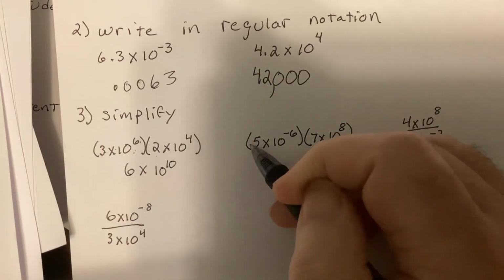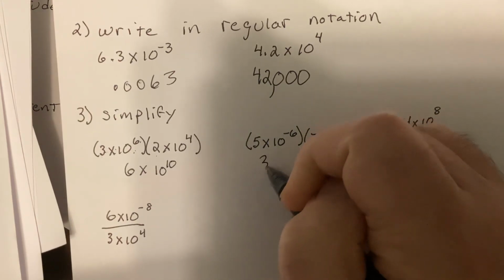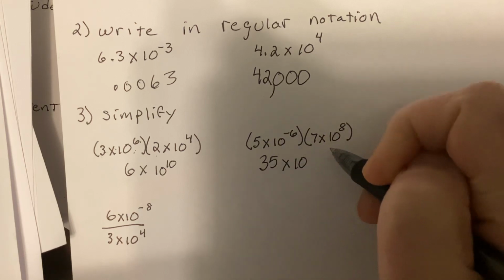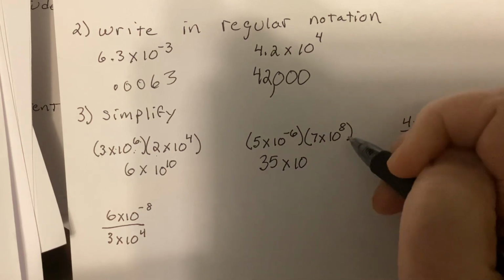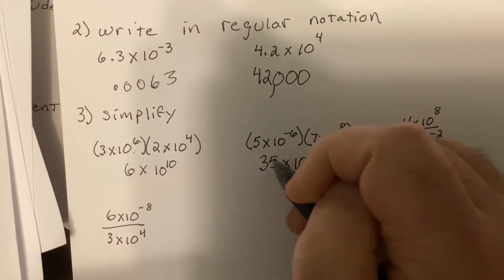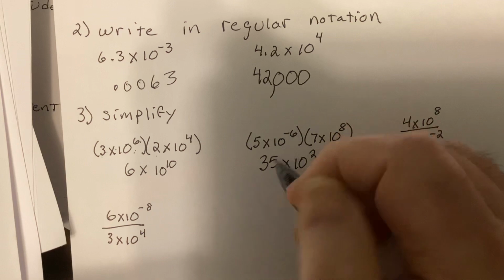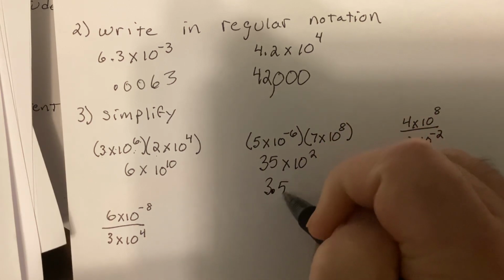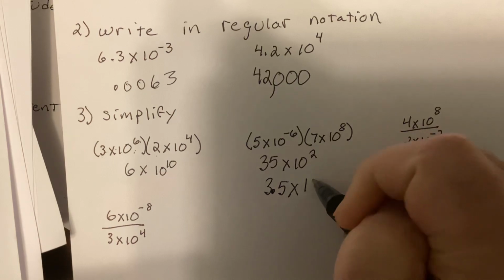So this one, 5 times 7 is 35. Times 10 to the negative 6 plus 8 is 2. But this number has to be between 1 and 10. So I move it over 1. So this would be 10 to the 3rd.